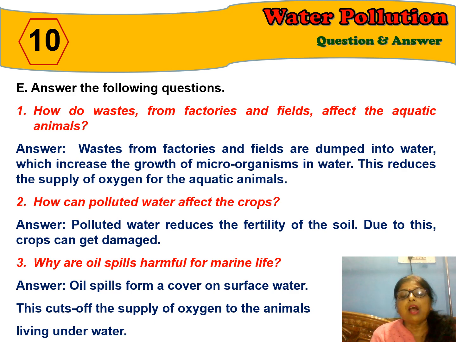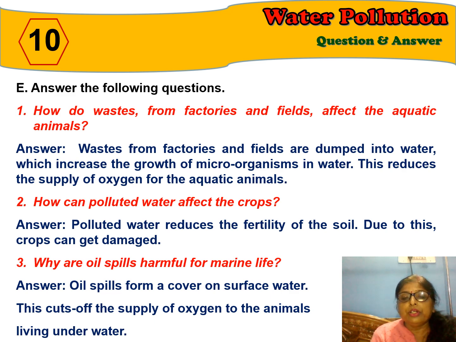Your first question is, how do wastage from factories and field affect the aquatic animals? So answer is, wastage from factories and fields are dumped into water, which increase the growth of microorganisms in water. And these microorganisms always need oxygen, and due to the increment of microorganisms, it reduces the supply of oxygen for the aquatic animals.